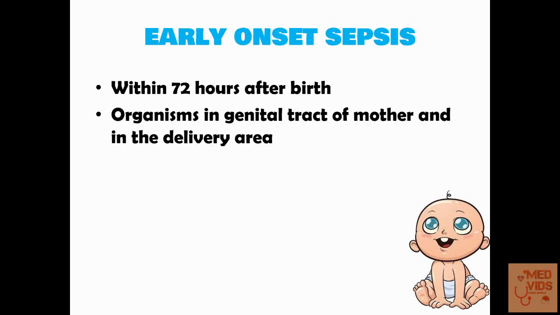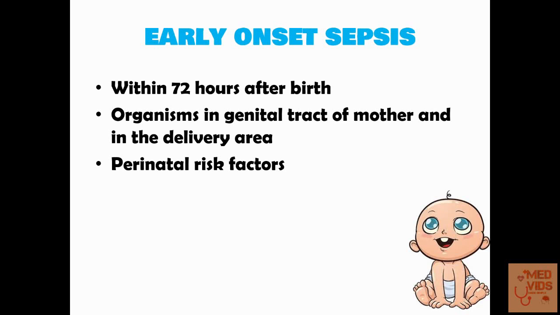So as I said, the two common ways for developing early onset sepsis are by the organisms which are present in the genital tract of the mother, so the neonates can acquire this infection during vaginal delivery, and the other way is from the delivery area if it's unsterile.